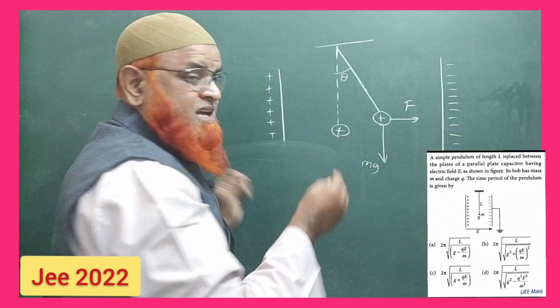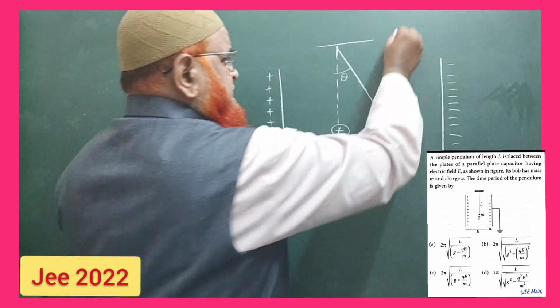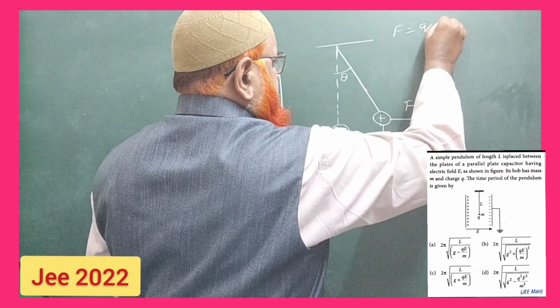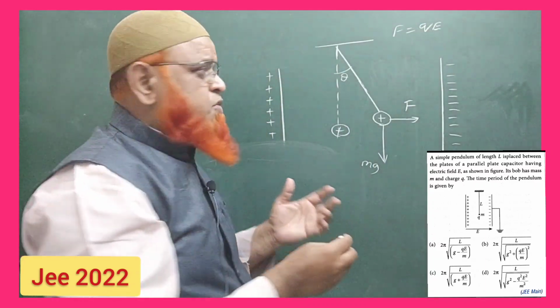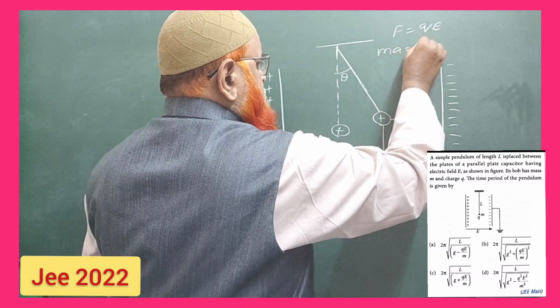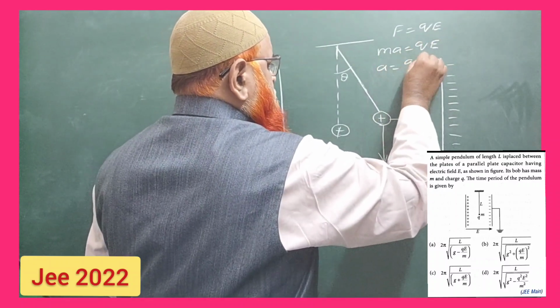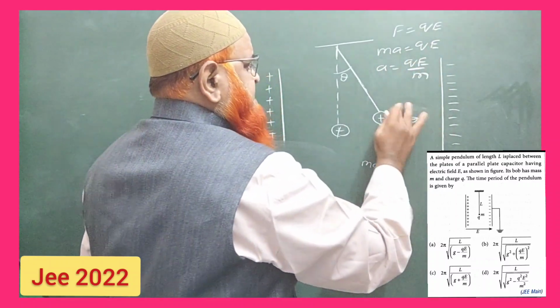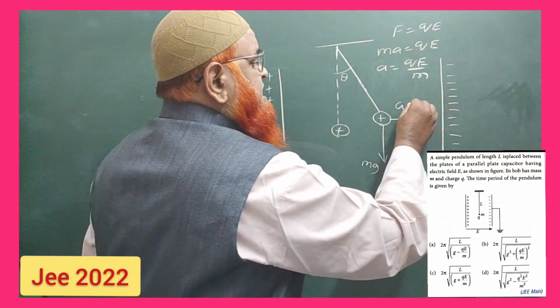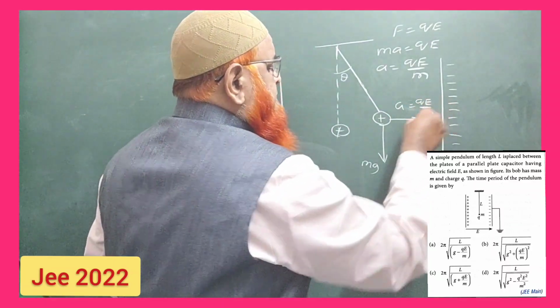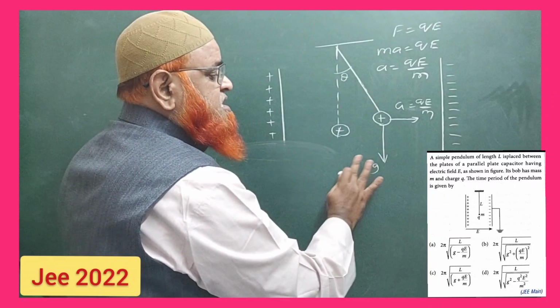But if you want to take just accelerations, you should take here F is equal to QE, because force acting on the charge is taken as Q into E, whereas MA is equal to Q into E, A is equal to QE by M, that is taken as acceleration. So acceleration in this direction acting, it is QE by M. Here downward acceleration is just g here.